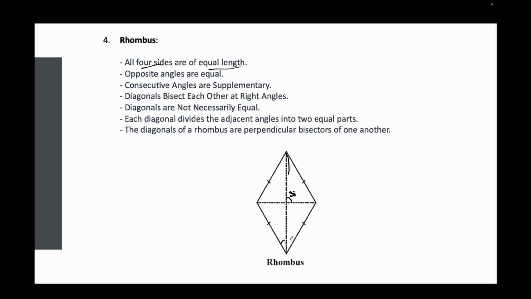So this angle is equal to this angle. So if this is x, then this is also x. If this is y, then this is also y. The diagonals of a rhombus are perpendicular bisectors of one another, which I have said is 90 degrees. So those are the properties of a rhombus. You have to note down these properties, as this can be asked in your examination.